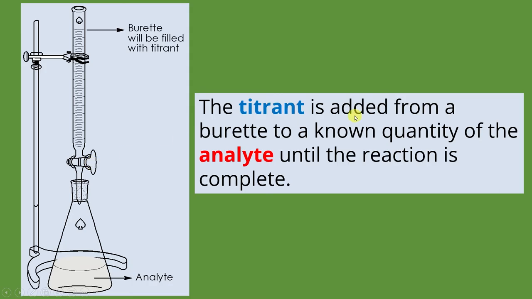The titrant is added from the burette to a known quantity of analyte. You have to know the volume of the analyte and you find out how much titrant is needed to complete the reaction.